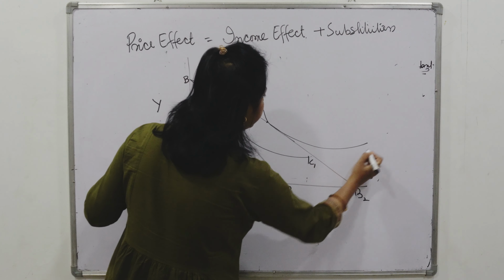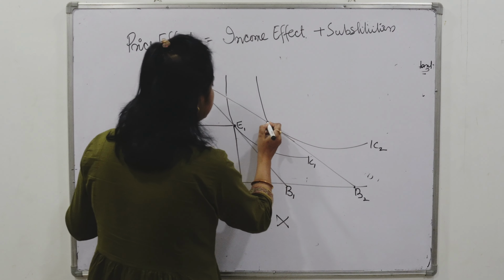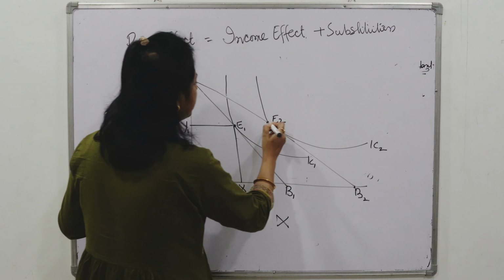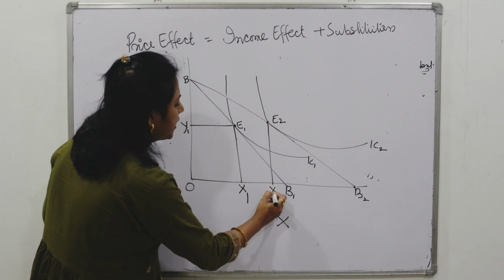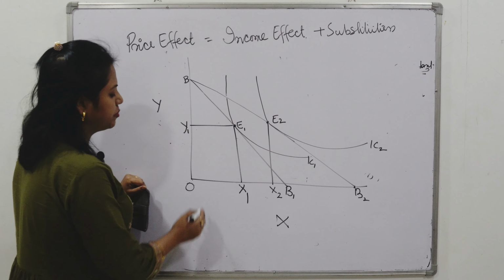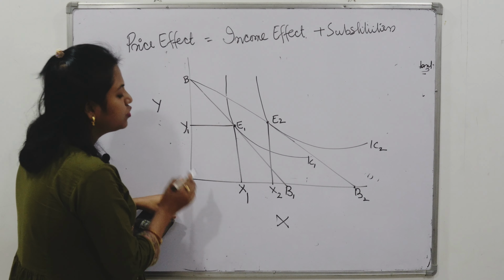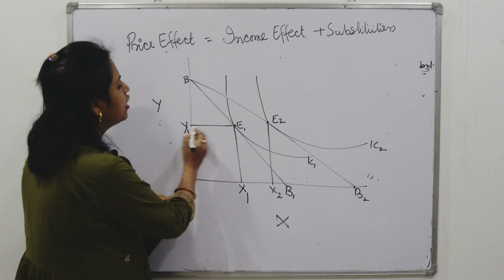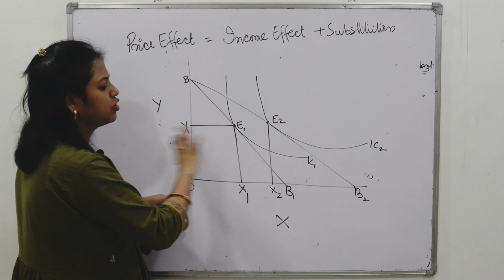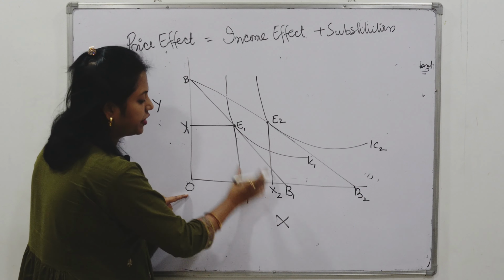This is IC1 and this is IC2. And this is my new equilibrium point. I will draw a line down here. And I can see that I have got a new quantity demanded OX2. So see, because of the fall in price, quantity demanded of Y has not changed, but the quantity demanded of X has changed.